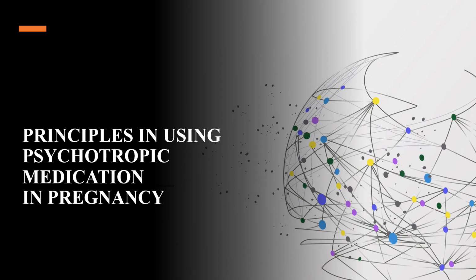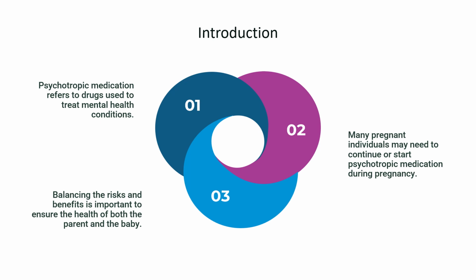Now coming to what to do if a pregnant patient comes to you. So how do you handle a patient who is pregnant? Psychotropic medications, we know, are medications used in mental illnesses. Many pregnant patients may need to continue or they may need to start psychotropic medication. For example, if a patient has had schizophrenia for the past 1 year and now she becomes pregnant, what do you do? Or if during pregnancy a patient develops psychosis or schizophrenia, what do we do?